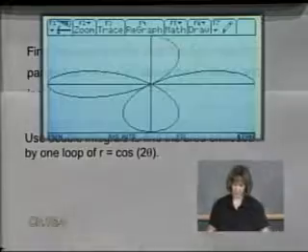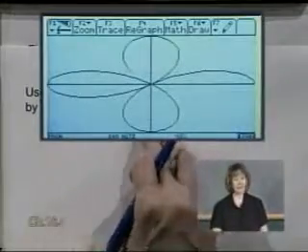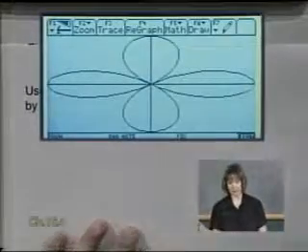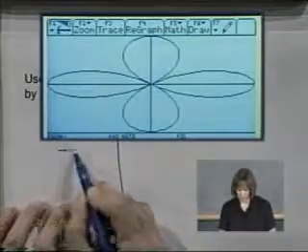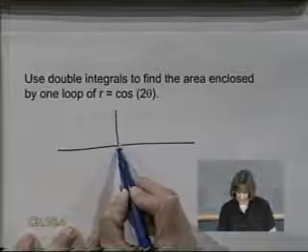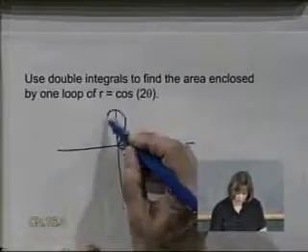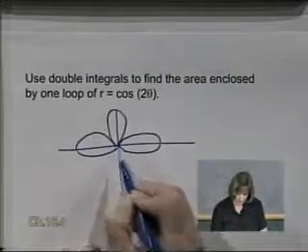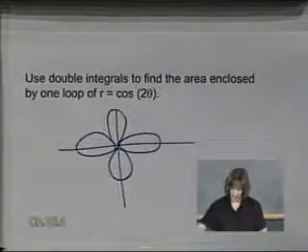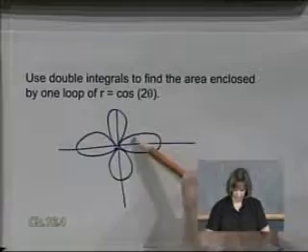If you might remember when you had cosine n theta, when n was even, you have twice that many petals. If it was odd, you had exactly that many petals. So the graph, if I squared it up, has a little petal there, and then you got another one here, and another one here, and another one here.